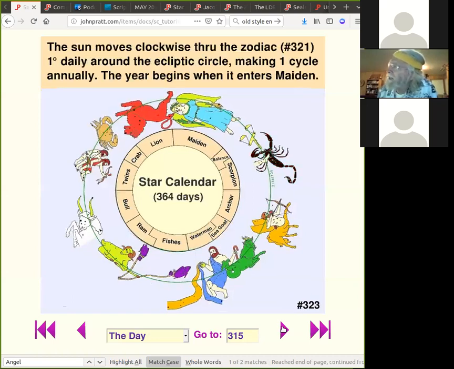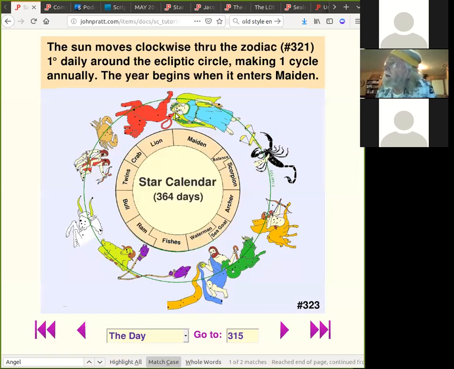Next slide is 323. On this slide, this circle is, in fact, the ecliptic. The sun moves clockwise through the zodiac around the ecliptic circle. So it's just like a big clock. There's a hand of a clock. The sun is going around that circle, like I'm showing with the arrow, and it makes one cycle annually.